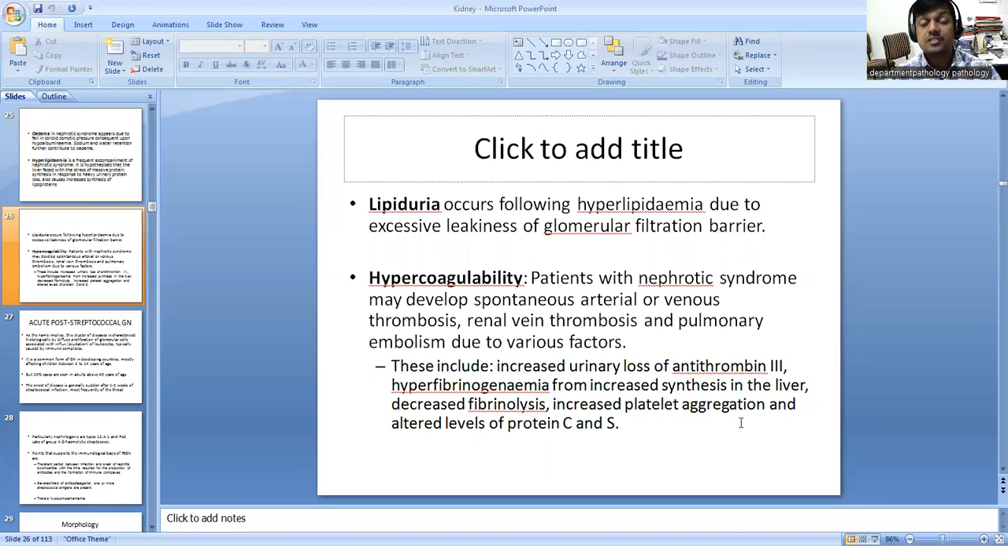Hypercoagulability. Patients with nephrotic syndrome may develop spontaneous arterial or venous thrombosis, renal vein thrombosis, and pulmonary embolism due to various factors. These include increased urinary loss of antithrombin 3, hyperfibrinogenemia from increased synthesis in the liver, decreased fibrinolysis, increased platelet aggregation, and loss of protein C and protein S.